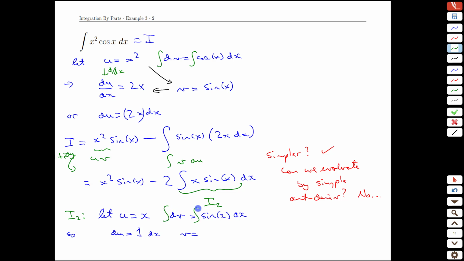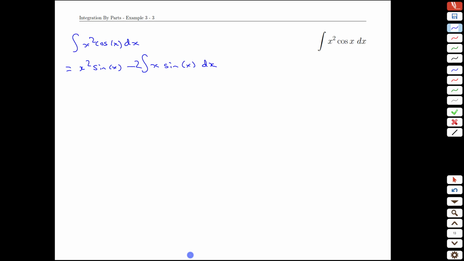Similarly, for the v's, we get the integral of sine. What do we differentiate to get sine? We differentiate negative cos of x. And away we go. So this new integral can be evaluated through this process here. Let's write some of that out on the next page.